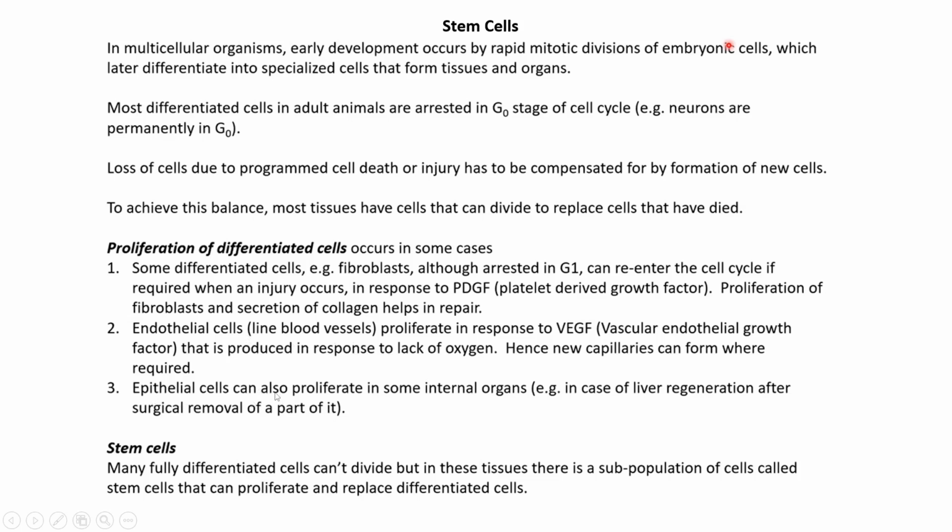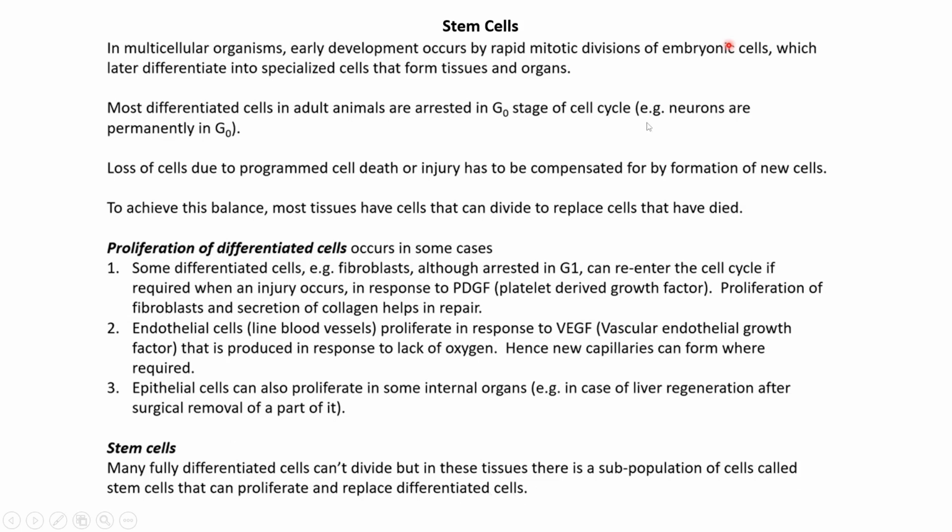And the third one is the epithelial cell, which can also proliferate in some internal organs. That is the liver regeneration process. Liver regeneration can occur when there is surgical removal, so epithelial cells can also proliferate. And when we talk about stem cells, many fully differentiated cells can't divide, but there is a subpopulation of cells called stem cells that can proliferate and replace differentiated cells.